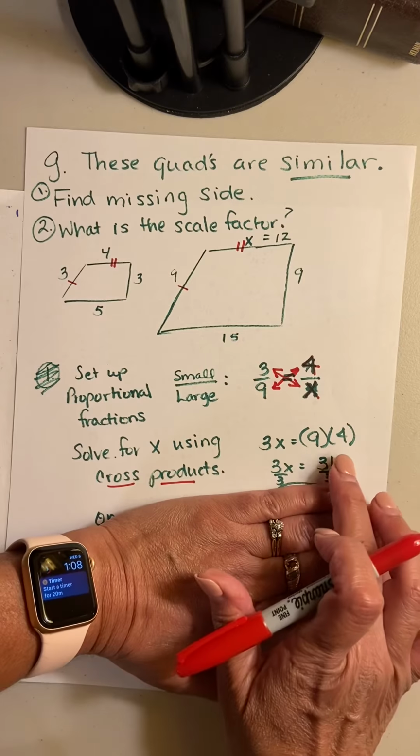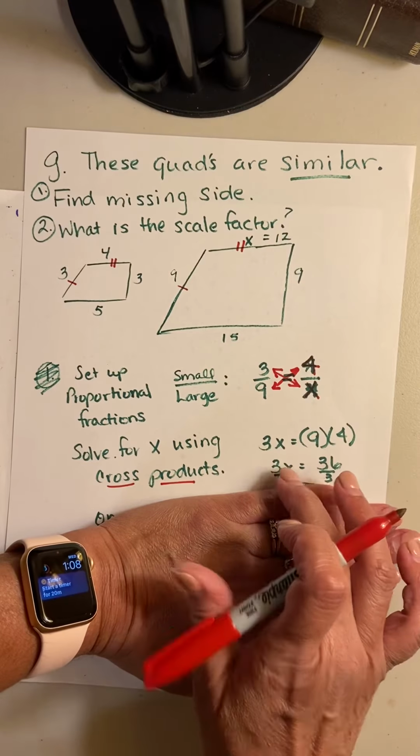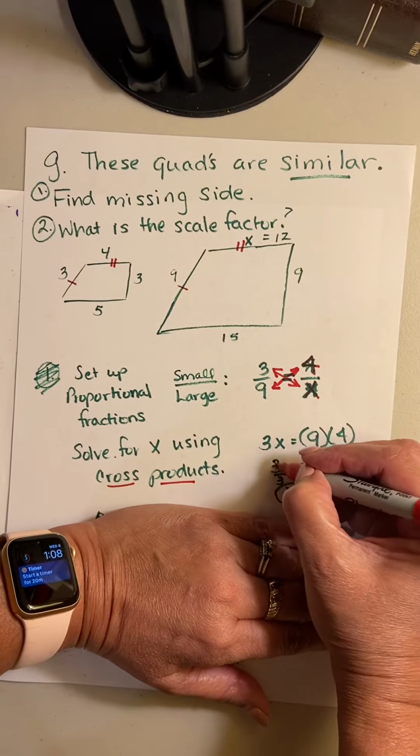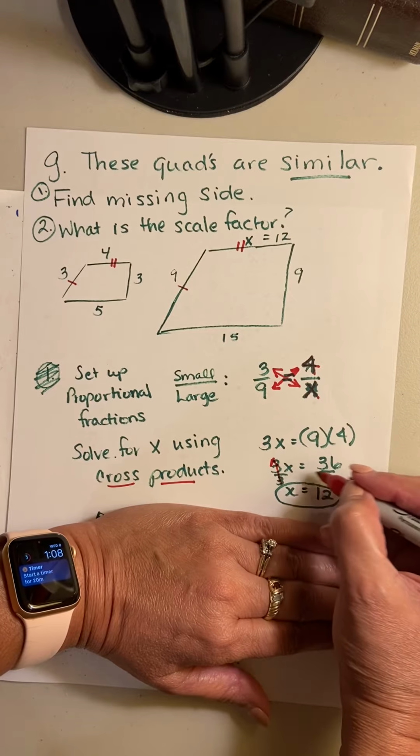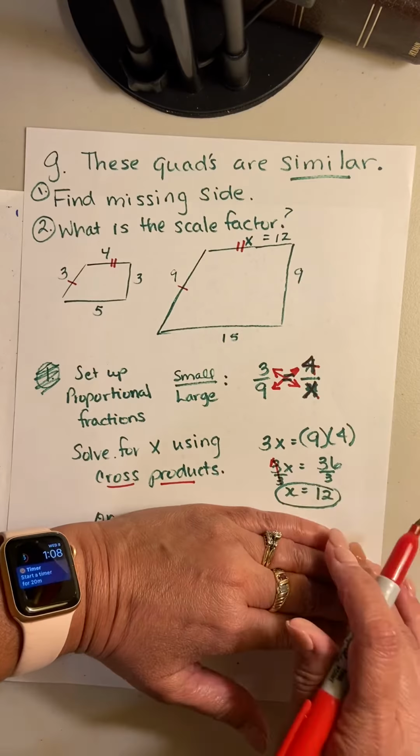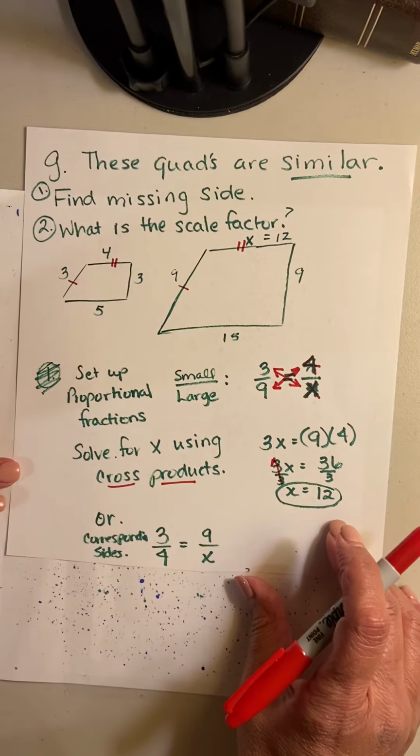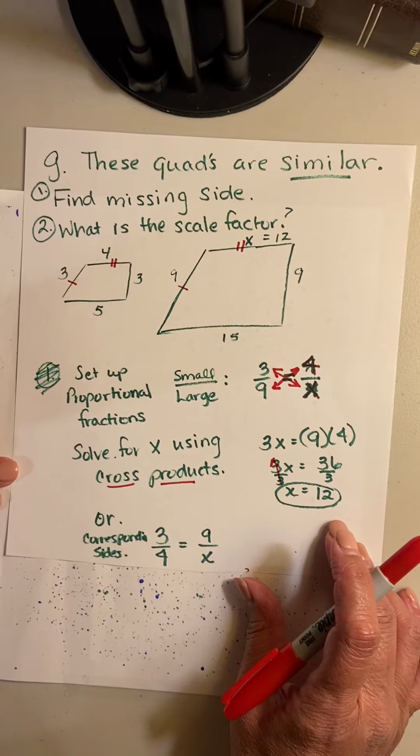3x is equal to 36, but I don't want 3 x's, I only want 1. So I divide both sides by 3, which gives me 1x equals 12. All right, 1x equals 12.